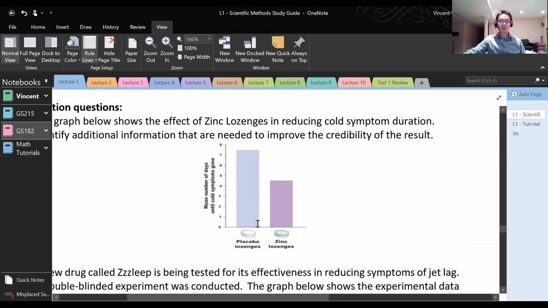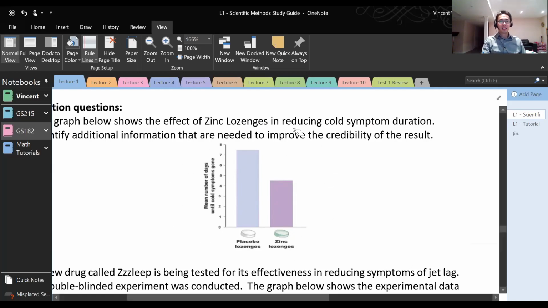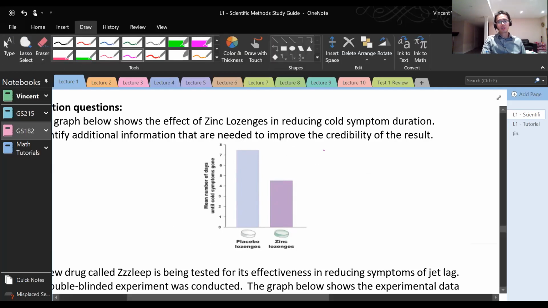There's a nice placebo lozenge that I give to people, and it takes them 7 or 8 days to get rid of the symptoms. But if you take the lozenges, it will only shorten it to about 4 days. So what additional information would you want in order to improve the credibility of the results? Obviously, you should never buy anything from anyone that shows up at your door. But for the sake of discussion, what are you going to ask me about this graph?